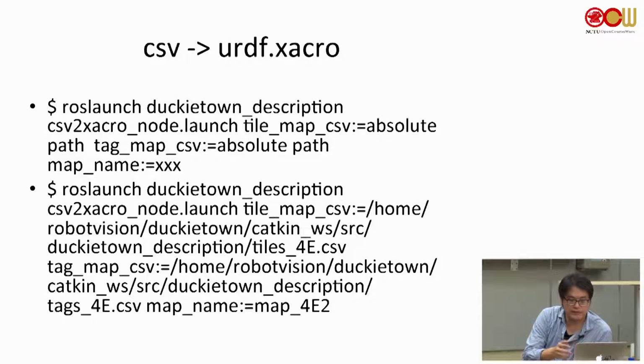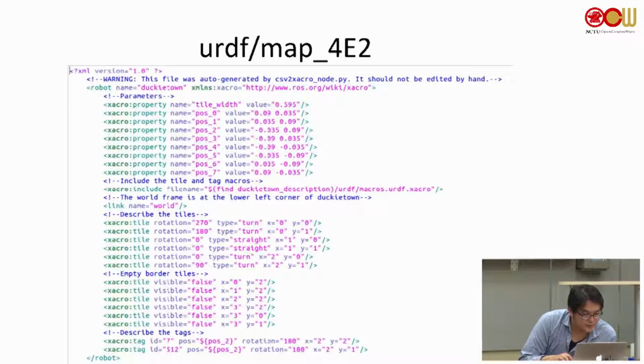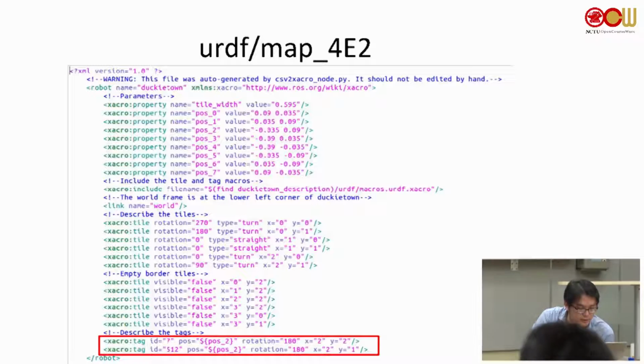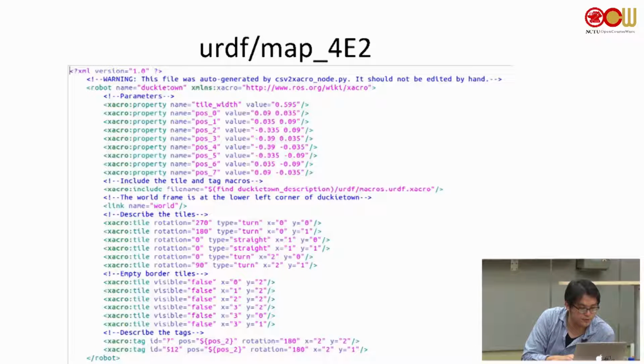But before that, let's take a look at an example together. The output name is called map 4e2. This is a definition for the URDF generated by the 2 CSV files. And you can see we have 2 tags over there, and we also can see a few tiles.